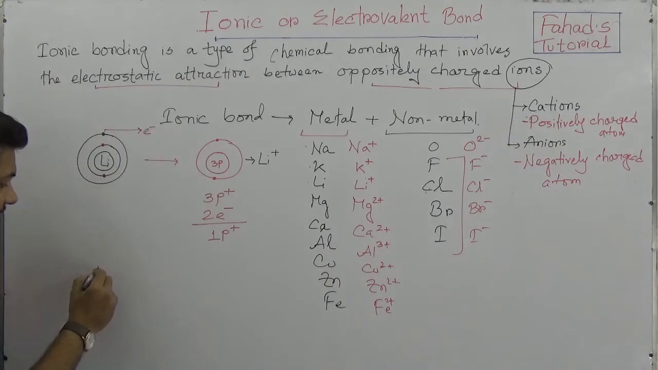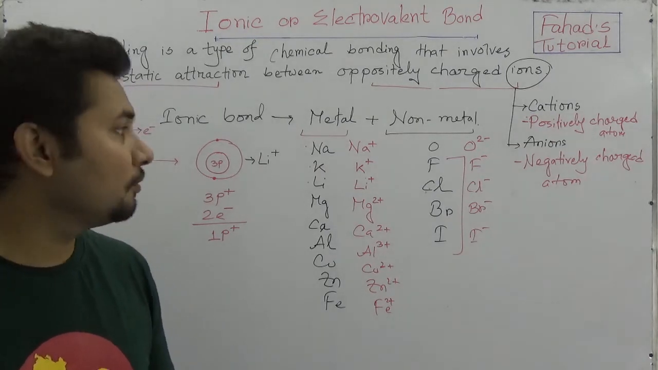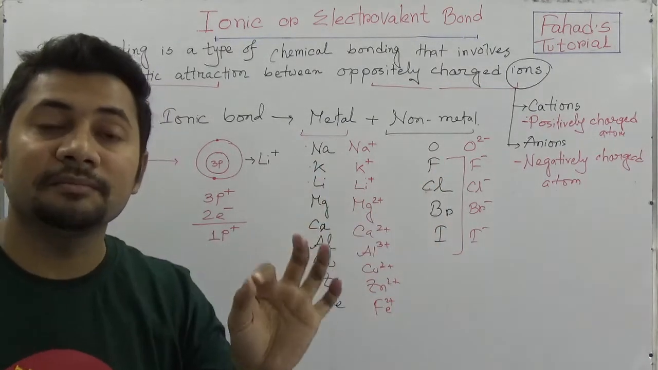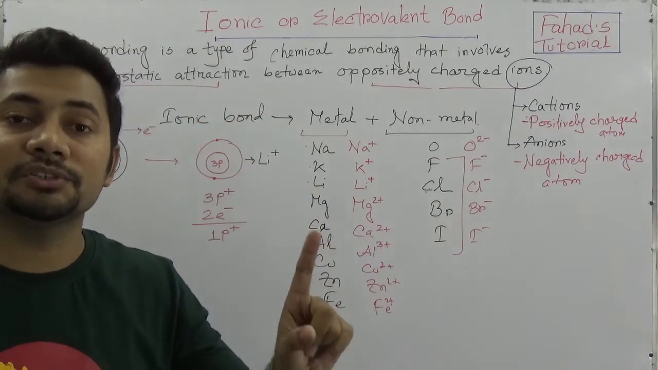But when fluorine will accept these electrons, why will fluorine accept these electrons? Because we know the atomic number of fluorine is 9, so it has 7 electrons in its outermost shell.